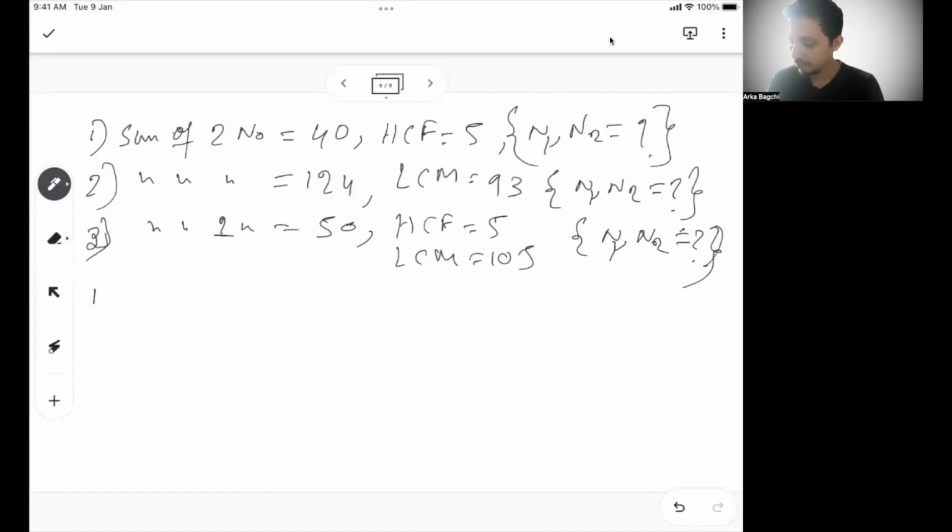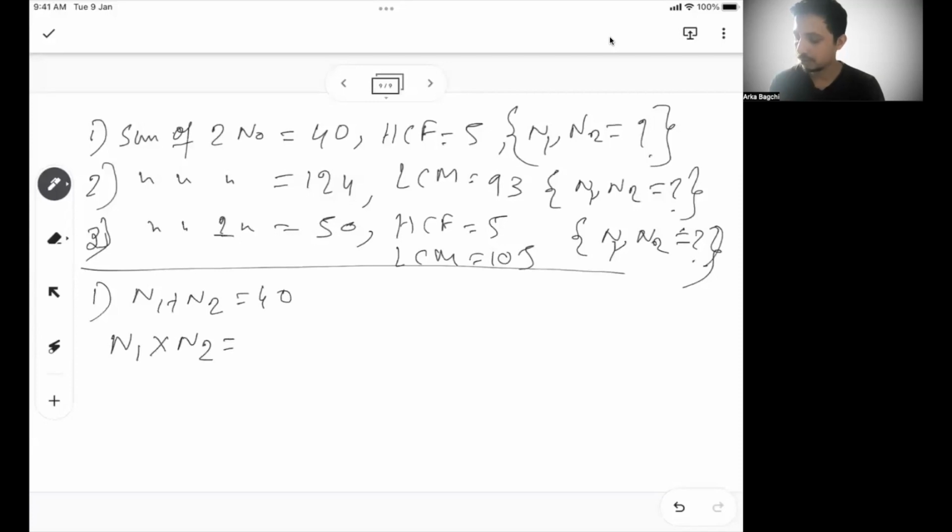So for the first problem, let's say the numbers are N1, N2. I can say N1 plus N2 is 40. And we know N1 into N2 is basically HCF into LCM, that is 5 into 5K1K2.